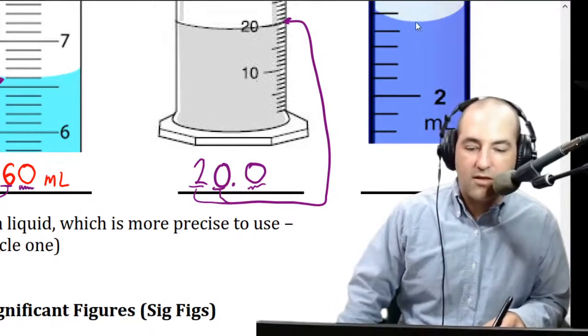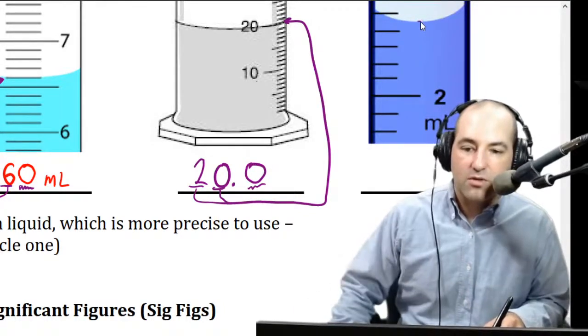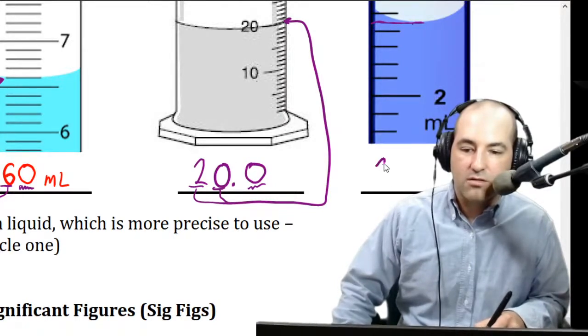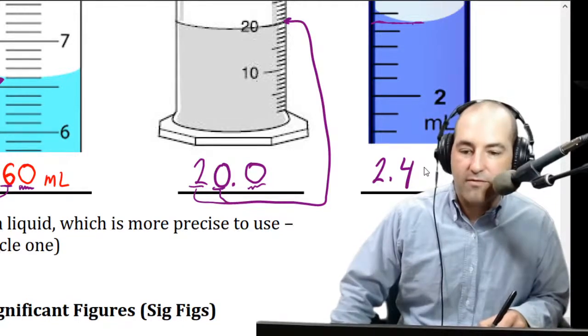Right up here, this one has a pretty big meniscus, meaning it's really kind of deep. So we've got to make sure we're looking just at the very bottom of it right there. To me, that's somewhere in between these two lines, so between 2.4 and 2.5. So I'd call that 2.4 something, 2.45.